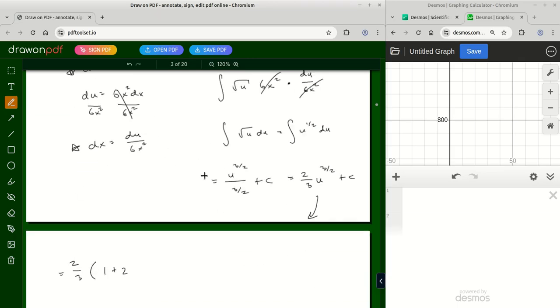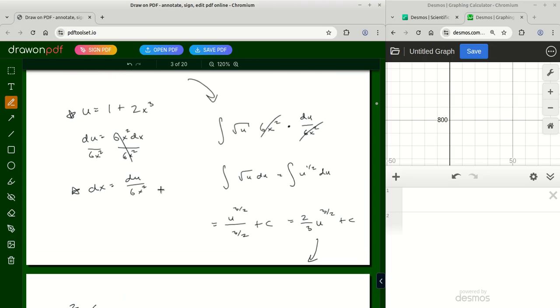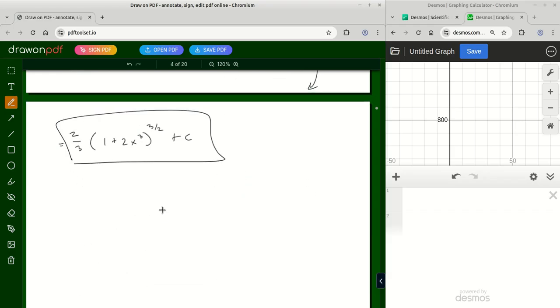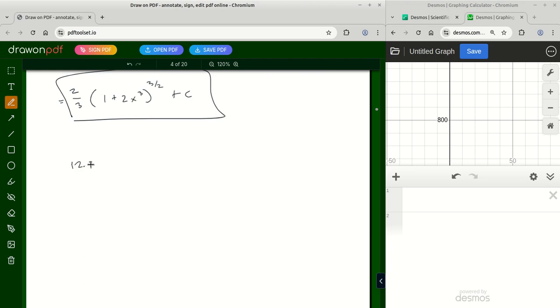Replace the complicated inside. You see that u? It's going to be replaced with this guy right there, that 1 plus 2x cubed. And now to the 3 halves. And still plus c. And now we're done. Yay. Do not succumb to what they are pushing. Don't do it. It will only hurt you in the future. It truly will.